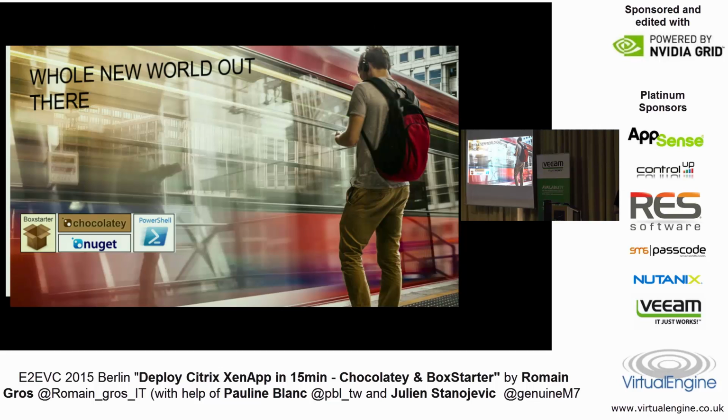And BoxStarter is the last element we use to manage resiliency for reboots during the deployment. We have a fifth element, which is MyGet. Chocolatey actually needs a MyGet repository to be used.